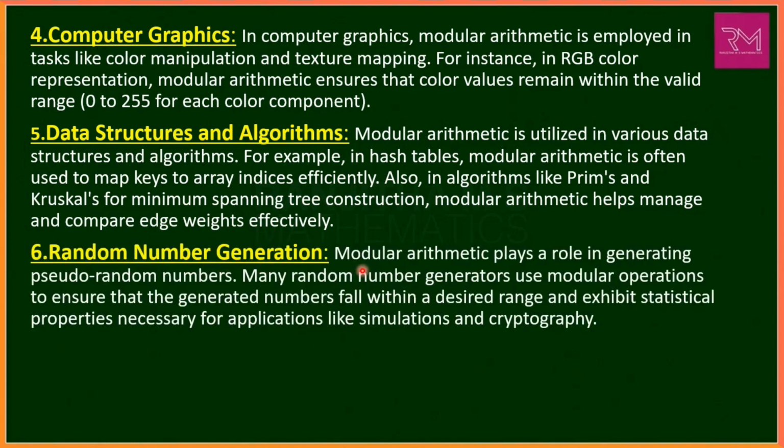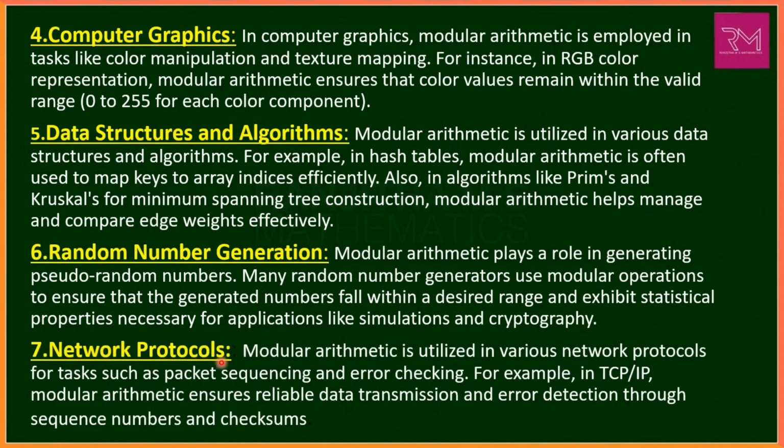In random number generation, modular arithmetic plays a role in generating pseudo-random numbers. Many random number generators use modular operations to ensure that the generated numbers fall within a desired range and exhibit statistical properties necessary for applications like simulation and cryptography. In network protocols, modular arithmetic is utilized for tasks such as packet sequencing and error checking. For example, in TCP/IP, modular arithmetic ensures reliable data transmission and error detection through sequence numbers and checksums. So these are some of the applications of modular arithmetic in computer science engineering. So it is necessary to study modular arithmetic in the engineering field.